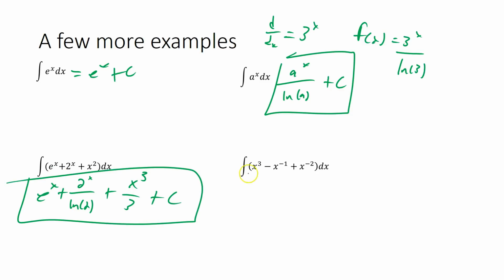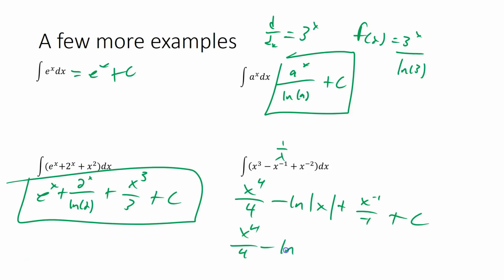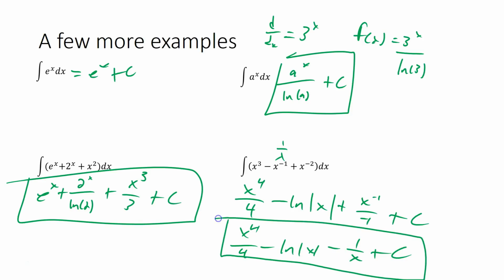All right, next one. Antiderivative of x cubed, x to the 4th over 4. Antiderivative of x to the negative 1, that's 1 over x, right? So that's natural log absolute value of x. And then this is going to be x to the negative 1 over negative 1 plus c, or you can write it as x to the 4th over 4 minus ln absolute x minus 1 over x plus c. Cool.